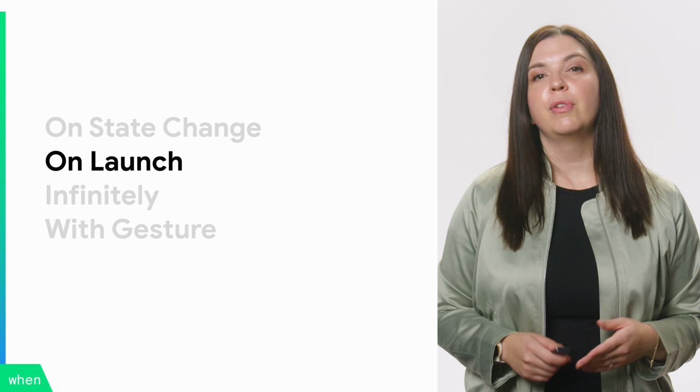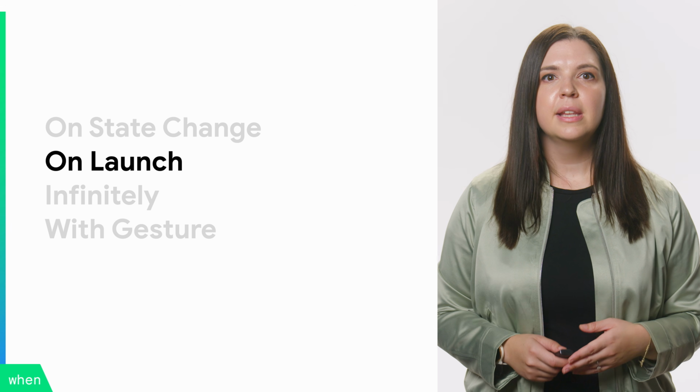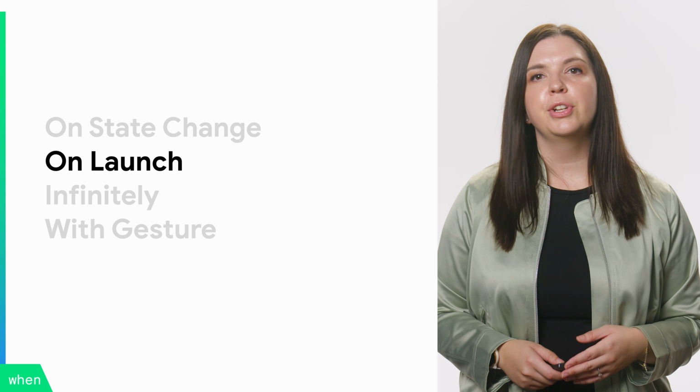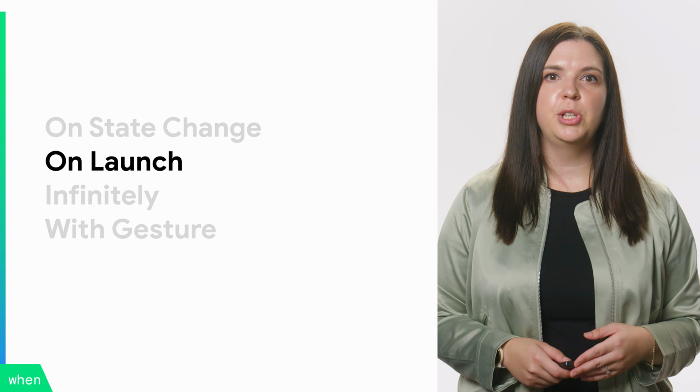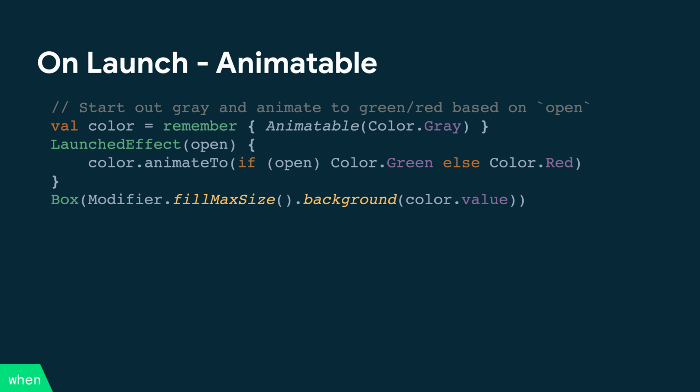The other option for running an animation is on launch of a composable, when it comes into view. This is typically when you start a screen. For example, if you had a placeholder that needs to be shown before the real content is displayed. To start an animation on launch of a composable, we can use Animatable.